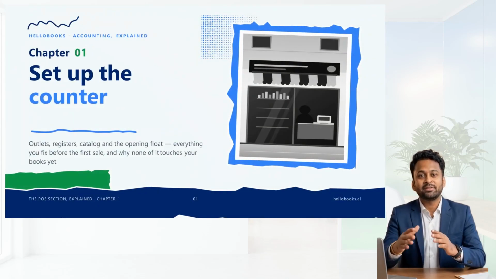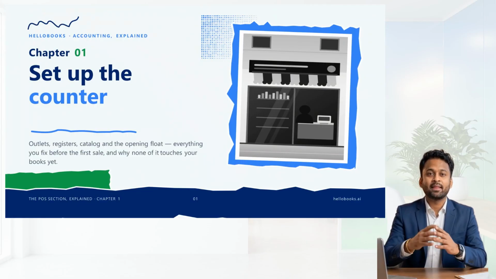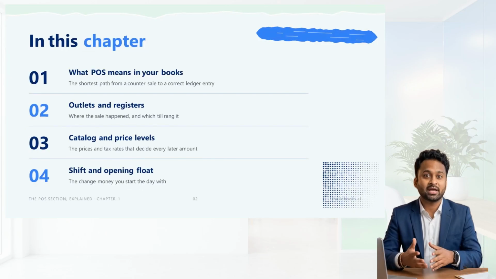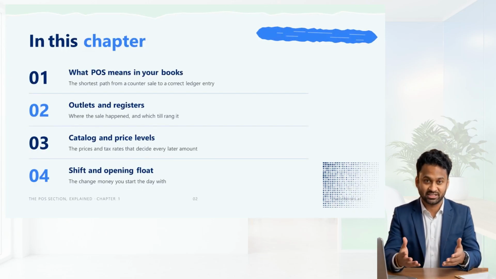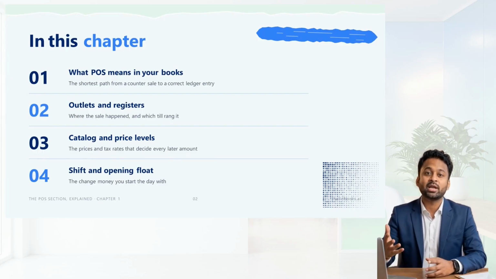Welcome to Chapter 1 of the POS section explained. Before you sell anything, you set the counter up, and almost none of it touches your books yet. Let's see what does. 4 things in this chapter, in order: what POS really means in your ledger, outlets and registers, the catalog and its price levels, and the shift you open each morning with a float.